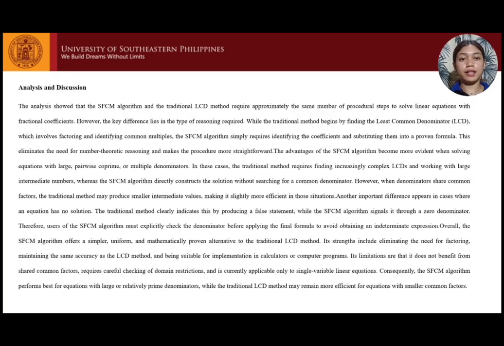Its weaknesses are that it can't take advantage of shared common factors. It's less transparent when an equation has no solution, and so far it only applies to single variable linear equations, not systems. Put simply, SFCM shines with large co-prime or many-term denominators, and it loses a little ground exactly where the traditional method has an easy shortcut available.